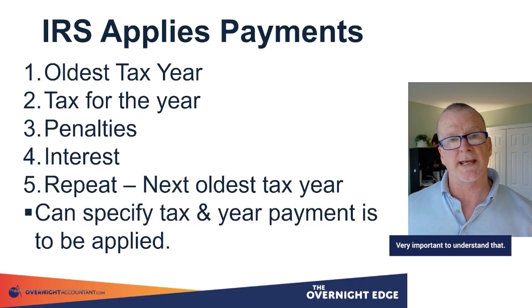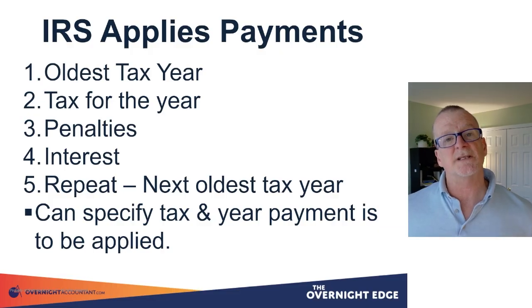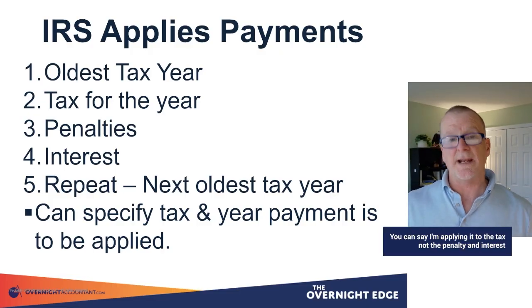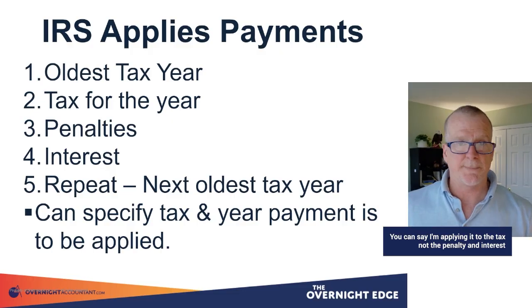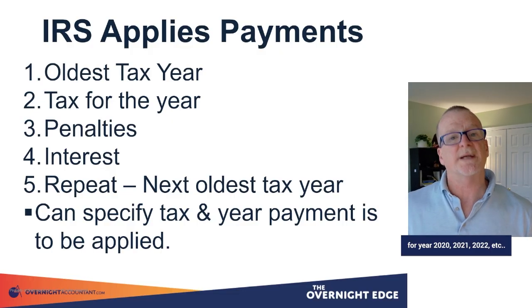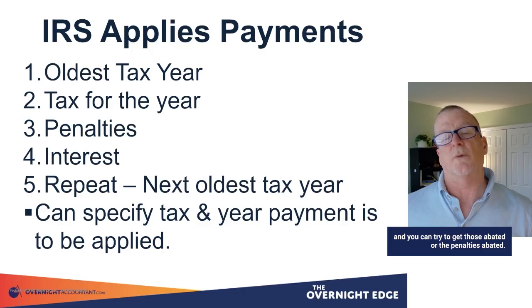Very important to understand that, because when you send in a payment, you can specify the tax and the year that that payment can be applied to. You can say, I'm applying it to the tax, not the penalty and interest, for year 2020, 2021, 2022, etc. That way you leave the penalties and the interest kind of dangling out there, and you can try to get those abated, well, the penalties abated.